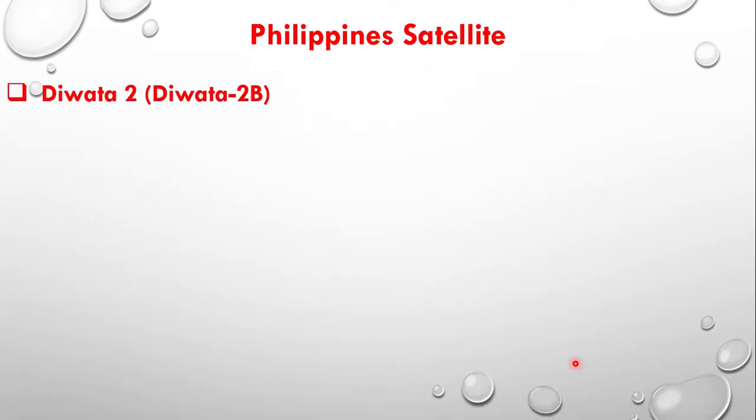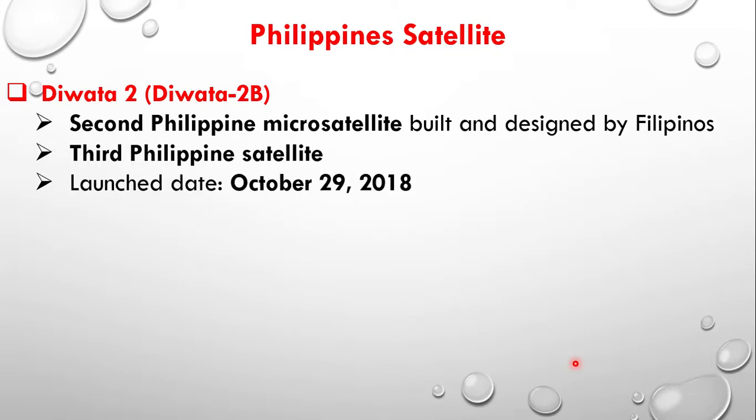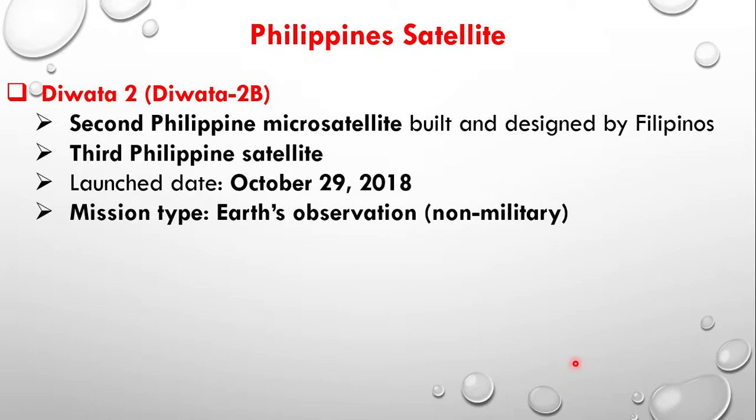And then we also have Diwata 2. Okay, Diwata 2 is still in orbit today. It is the second Philippine microsatellite. Okay, Diwata 1 is the first Philippine microsatellite. Diwata 2 is the second Philippine microsatellite. Again, built and designed by Filipinos. I'm sorry, Diwata 2 came after Maya 1. It is considered the third Philippine satellite. Okay? It was launched on October 29, 2018. Again, its mission type is only Earth's observation. It is not a military satellite.